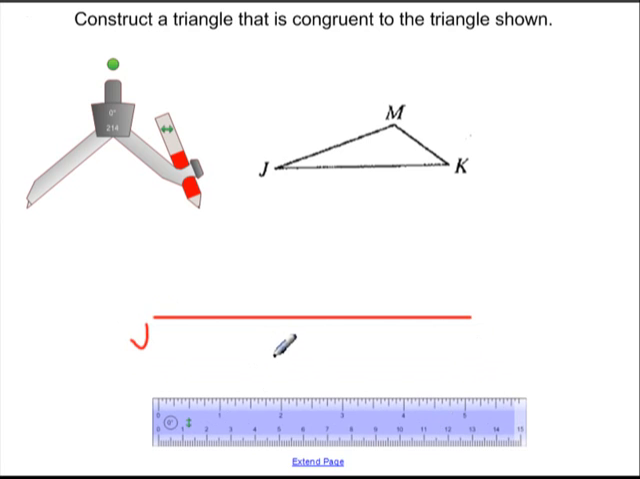So I need to find where K and M are. Let's first start with K, because that's easy, right? I can copy segment JK.